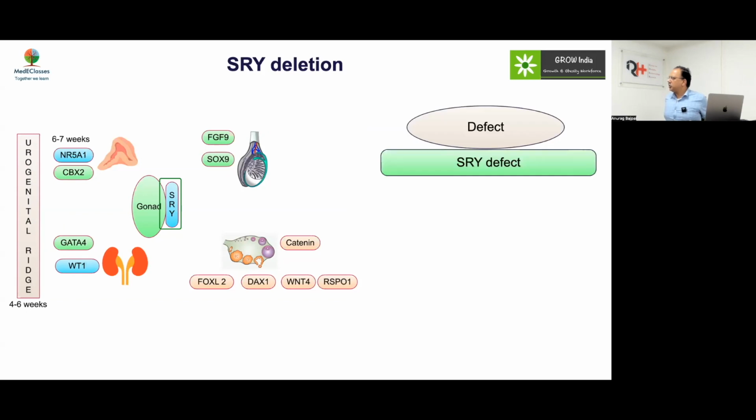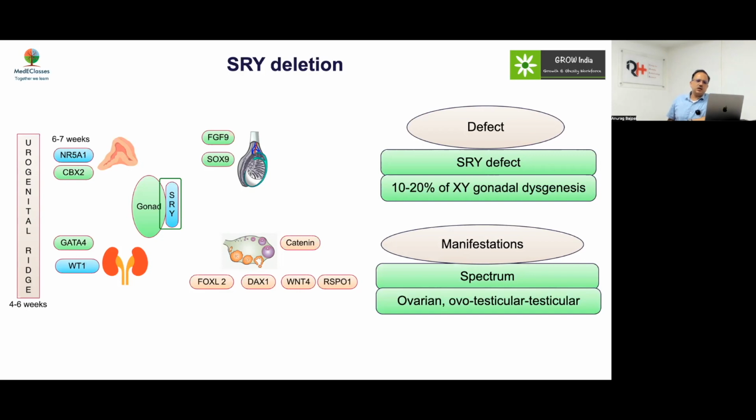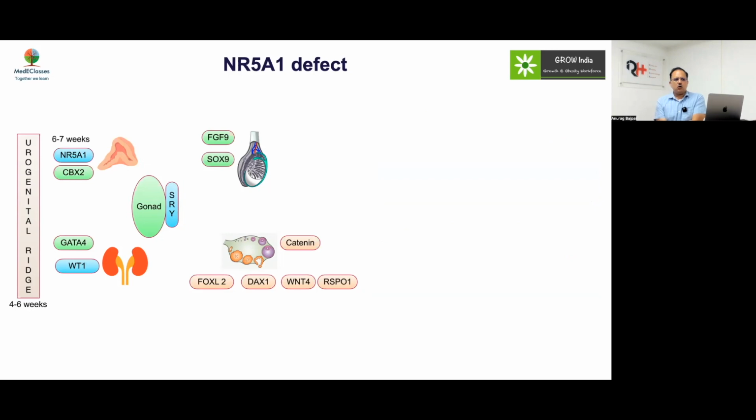So, SRY deletion is an important cause of XY gonadal dysgenesis, but as against SRY insertion, which is the major cause as far as XX males are concerned, deletion accounts for 10 to 20% of cases, which means there are many more genes which may be affected in this scenario. It presents with a spectrum, so you may have a complete ovarian development, ovotesticular development, or even testicular development depending upon the extent of its involvement. There is a reasonably high risk of malignancy which you need to be cautious about.